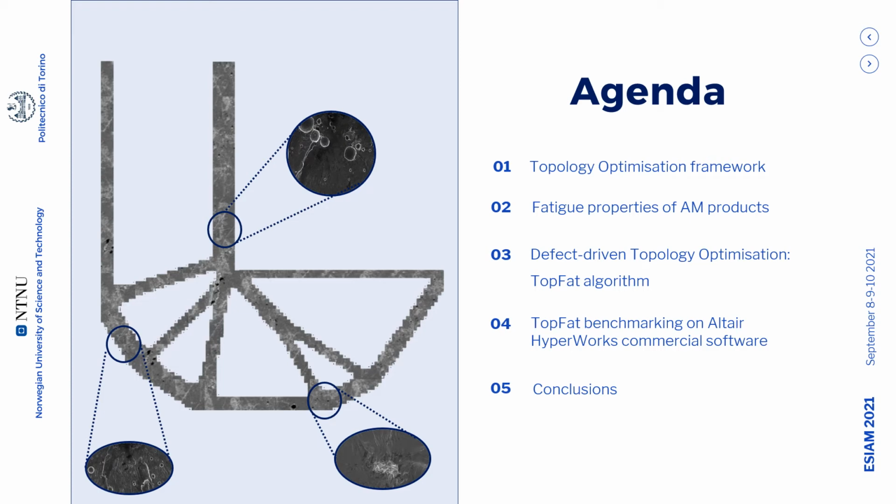In the first, I will introduce the topology optimization framework. In the second, I will briefly explain the key factors affecting the fatigue response of additive manufacturing products. In the third section, I will introduce the TopFat algorithm aimed at including the defect population analysis within the topology optimization setup. In the fourth section, I will detail how to extend the TopFat procedure to the commercially available software HyperWorks and its benchmarking validation. And lastly, conclusions and final remarks.